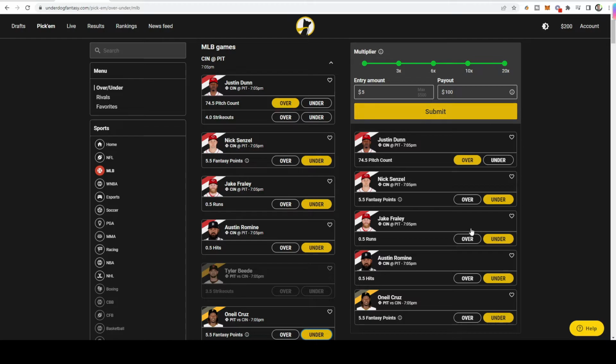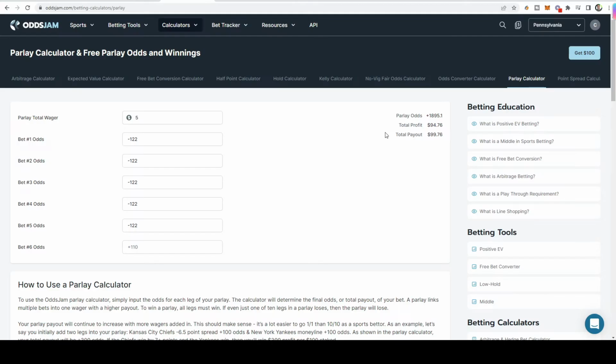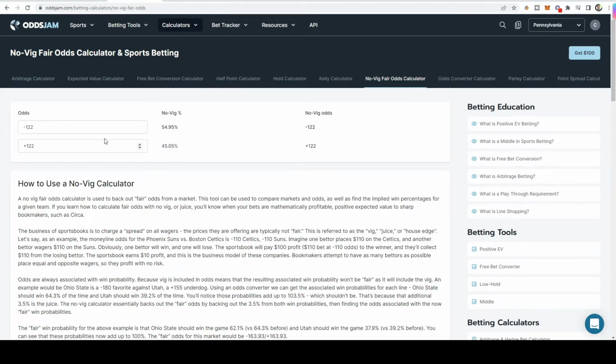Last but not least, we have a 5-player slip. Let's figure out the hidden math behind this. This would pay out $5 into $100, aka 20 times payout. This would be the equivalent of a plus 1900 parlay odds payout if you were to pair 5 -122 bets together. As you can see here, $5 into just under $100. The fair odds percentage for individual bets here is going to be just under 55%.